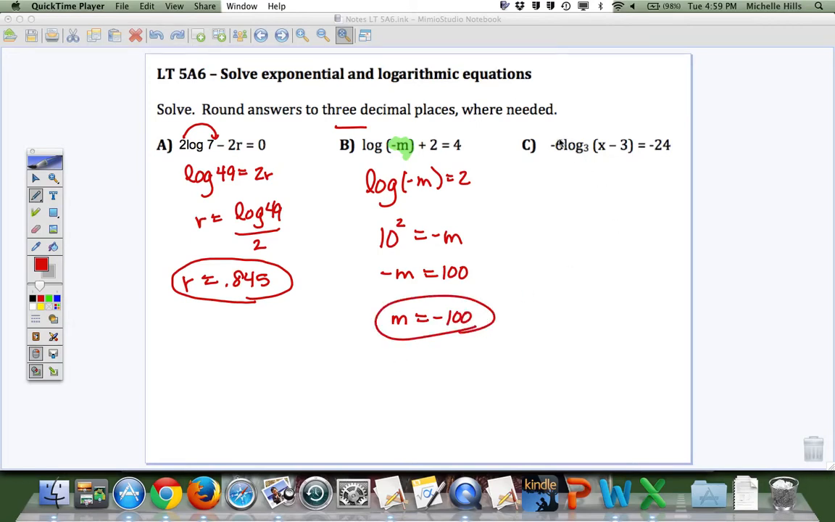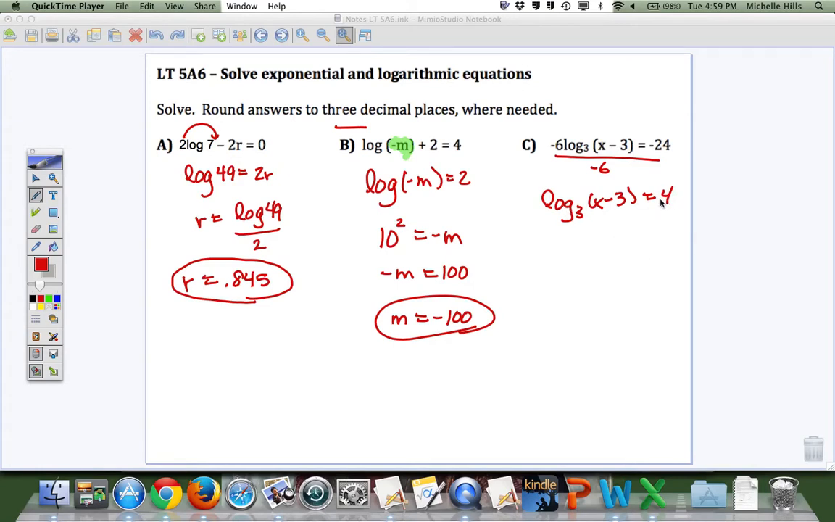I could move this negative 6 to be an exponent on the x minus 3, but my goodness gracious, that would be messy and I wouldn't even know where to go. Instead, I'm going to divide both sides of the equation by negative 6. So I'm going to have the base 3 log of x minus 3 equals positive 4.